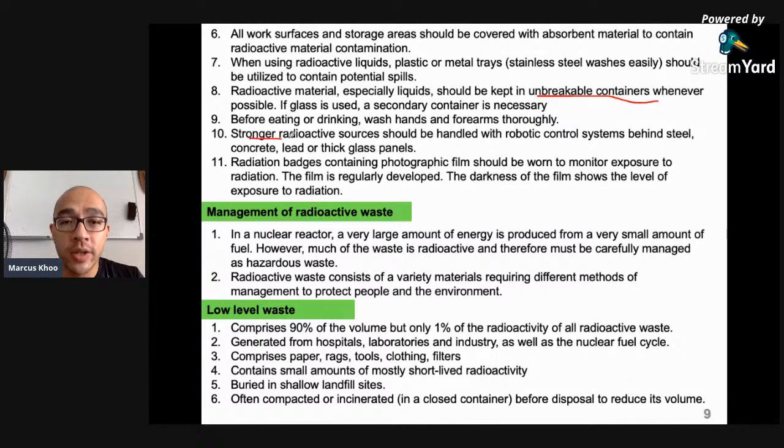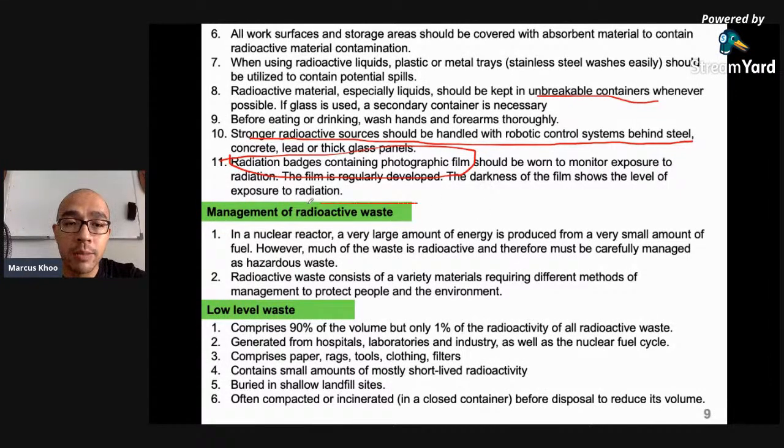Stronger radioactive sources, as we said, should be handled with robotic control systems, behind steel, concrete, lead, or thick glass panels. You shouldn't handle strong radioactive sources with your own bare hands. Radiation badges containing photographic film: we've talked about radiation badges in our previous class. They wear this to show whether they have been exposed to radiation. The darkness of the film shows the level of exposure to radiation.